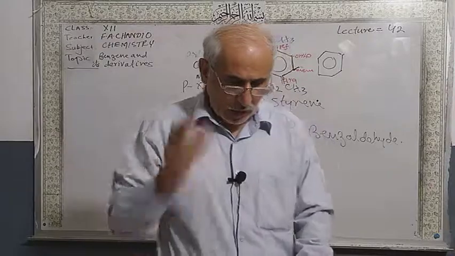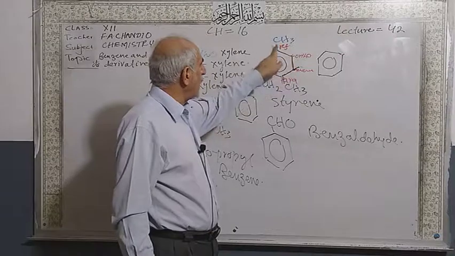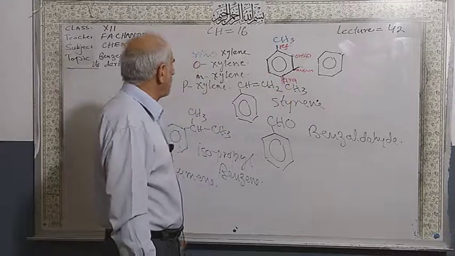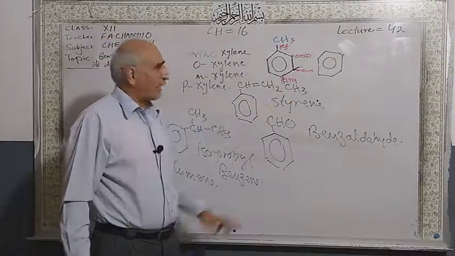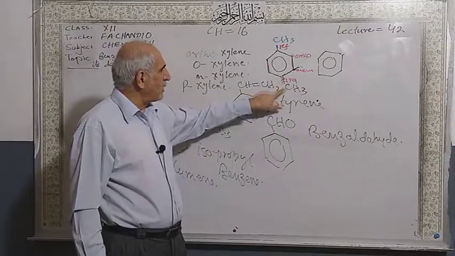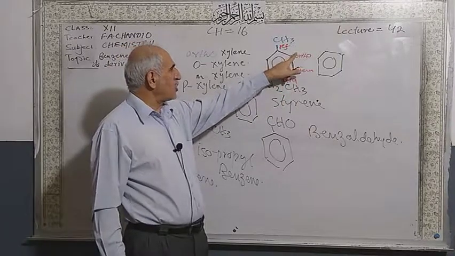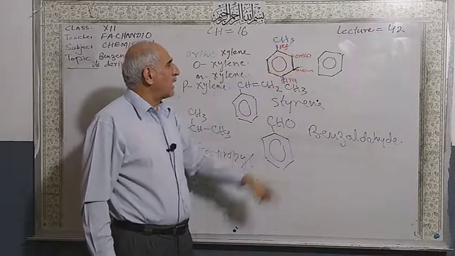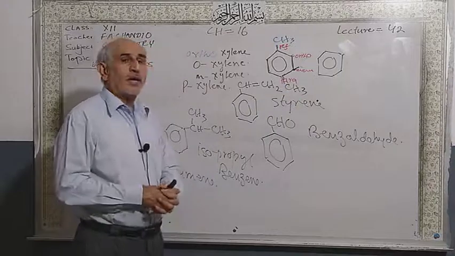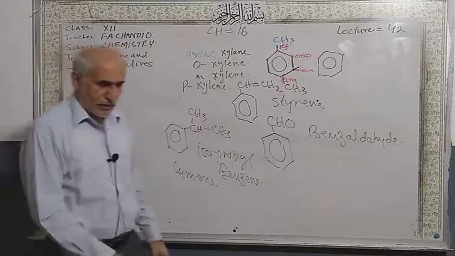This is the ortho position: ortho dimethyl benzene, meta dimethyl benzene, para dimethyl benzene, because two methyl groups are attached. So you can also write para dimethyl benzene because the CH3 group is at the para position. If the CH3 group is at this position, we call it ortho dimethyl benzene. And if the CH3 group is at this position, you call it meta dimethyl benzene, or metaxylene, or orthoxylene or paraxylene respectively.